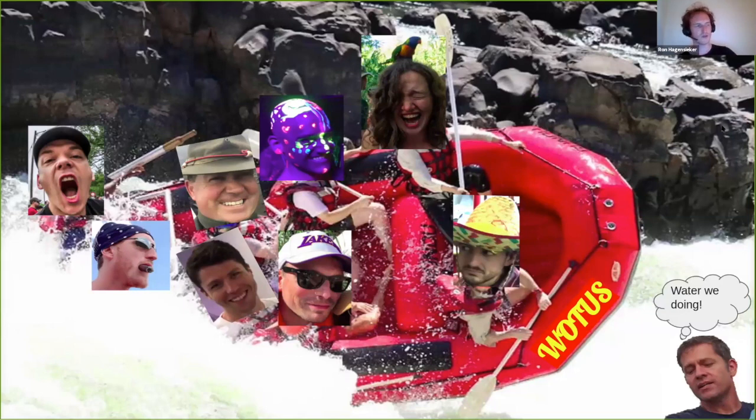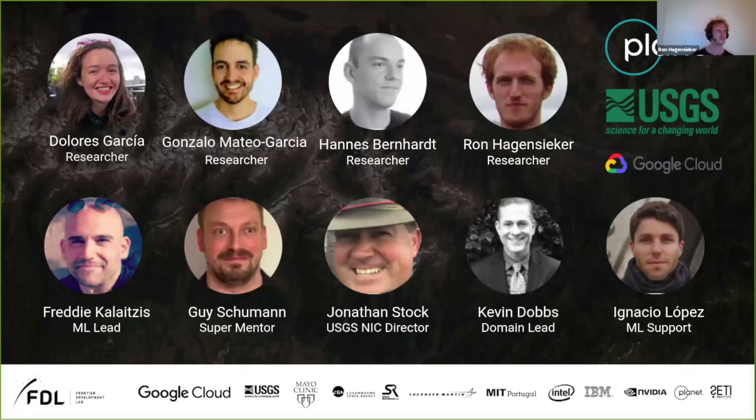This was the team, so it's not just Freddie and me. This is us. As you see, it was COVID times, so we were not really in the water. So we were all in our rooms. The only water was the sweat because it was a hot summer. Our team consisted, as explained here, of 4 researchers, which are Dolo, Gonzalo, Hannes, and me. And some support, lead guys, mentors, which are on the bottom: Freddie, Guy, Jonathan, Kevin, and Ignacio.